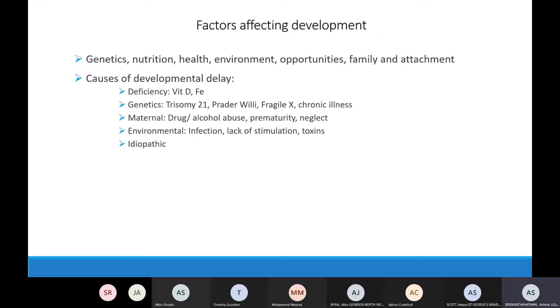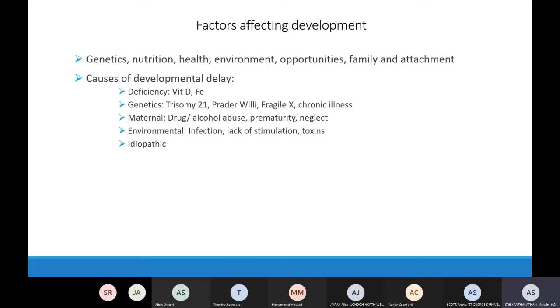Cool. And these are just a few factors which may affect development. So key things to remember are any genetic factors, any nutritional factors, so things like deficiencies in vitamin D and iron, for example. Any health conditions, so you've got your trisomy 21, Prader-Willi, Fragile X, and any other chronic illnesses they may have, so things like cystic fibrosis, for example.